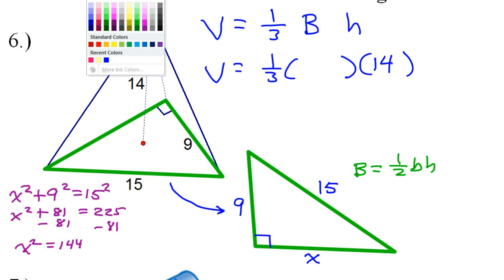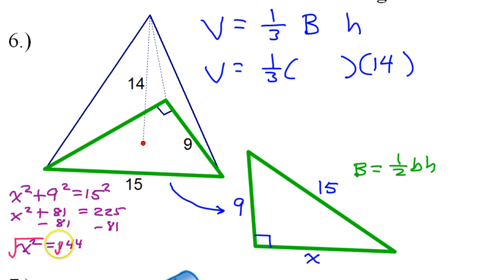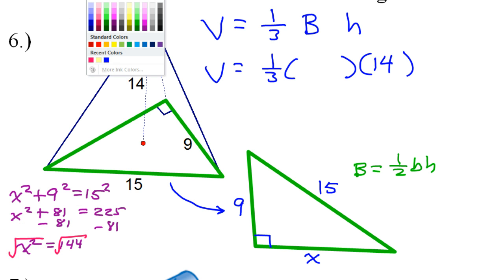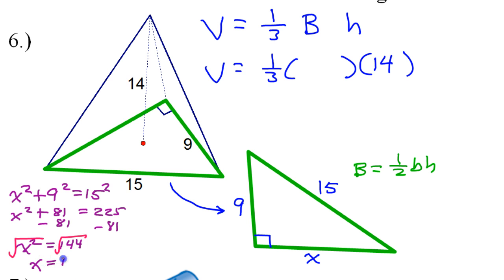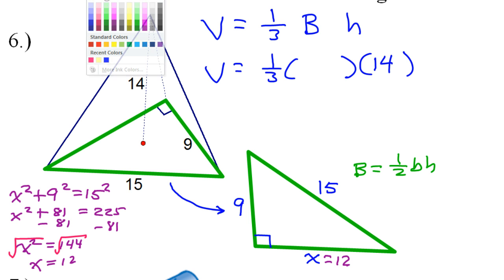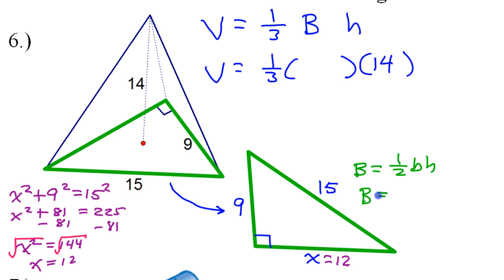Take the square root of both sides, and we're getting 12. So that means this side of the triangle is 12, and that is the base of this right triangle. So back to finding the area of the triangle, that is 1/2 base times height. 1/2 times 12 times 9. Half of 12 is 6.